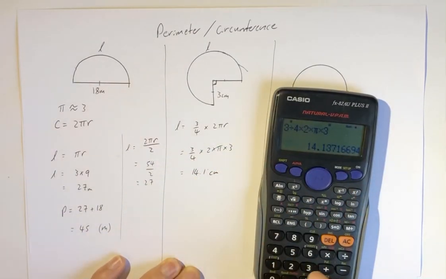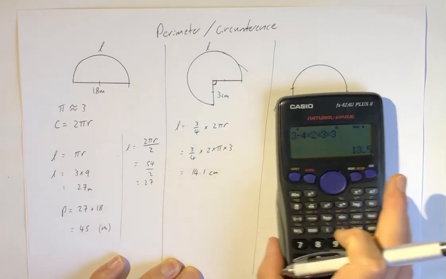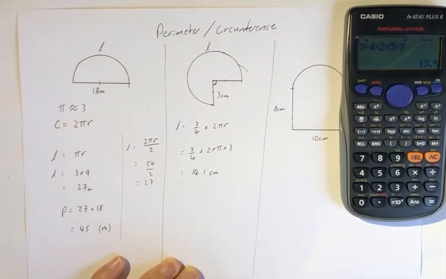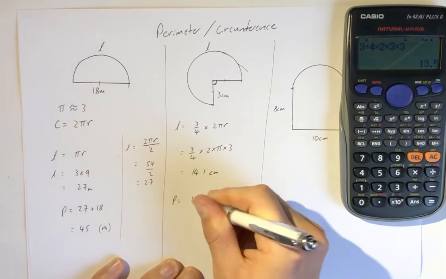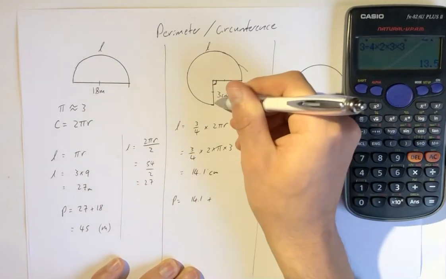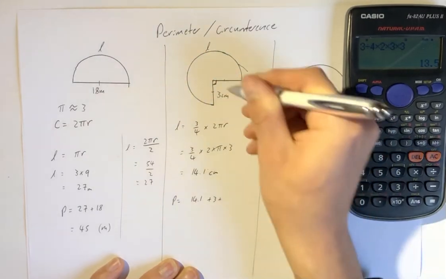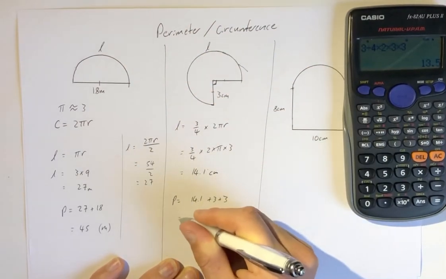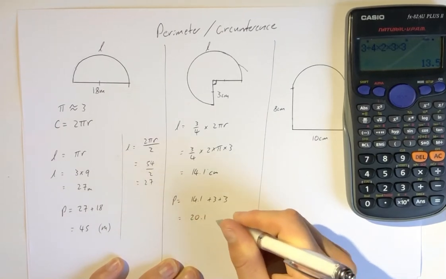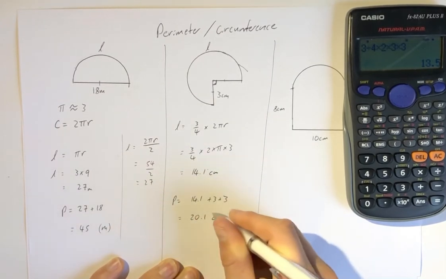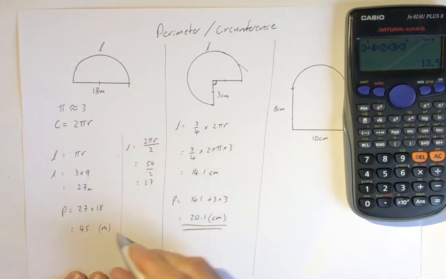If you were just doing 3, that would be 3 divided by 4 times 2 times 3 times 3, 13.5 if you just used 3 for pi. So that's the length, and now we need to add that. So the perimeter is 14.1 plus that length plus that length. So that's 6, so that's going to be 20.1 centimeters. Remember your units. If you don't write these units in, you won't get the full marks.